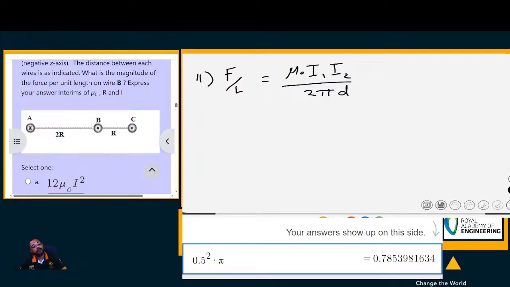So the force between B and C will be repulsive, while the force between A and B will be attractive. C will push B towards A and A will attract B towards A. So both of these forces have a net effect of pushing B towards A. Therefore, if you rewrite this, the force is equal to mu naught I1 I2 times L over 2 pi times the distance.